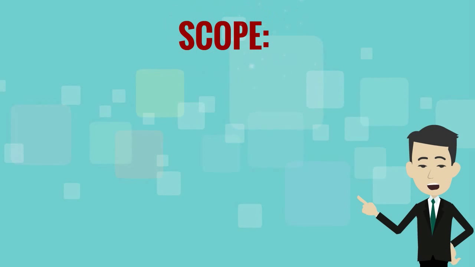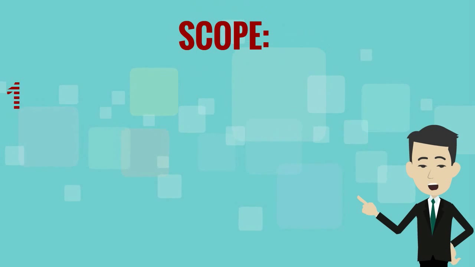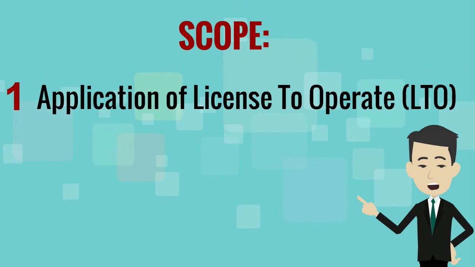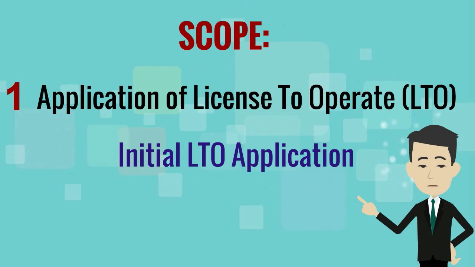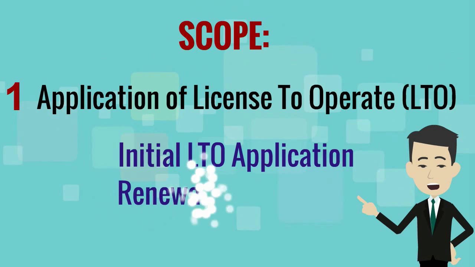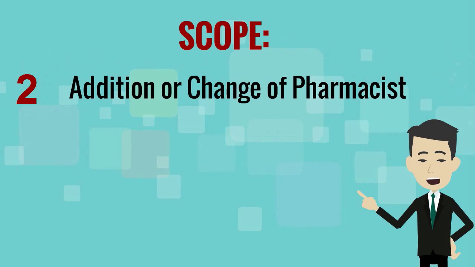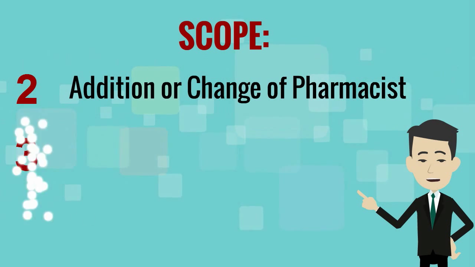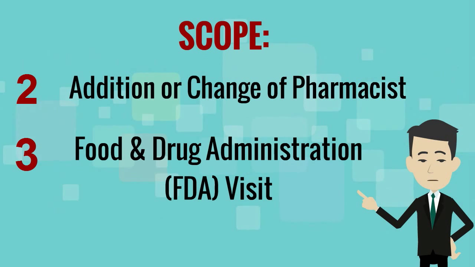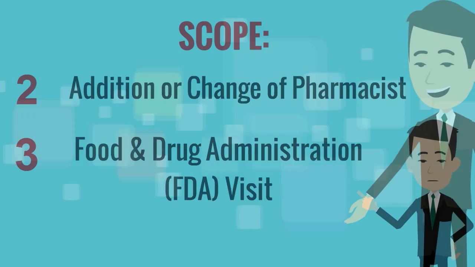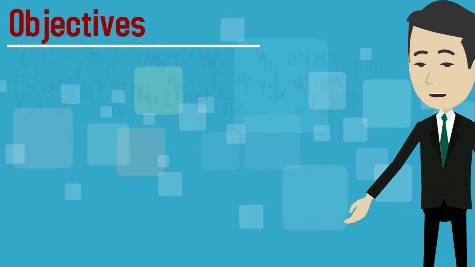The scope of discussion will cover the following: 1. Application of License to Operate, which includes initial application and renewal of LTO. Number 2 is the addition or change of the pharmacist, and number 3 is the Food and Drug Administration, or FDA, store visit.